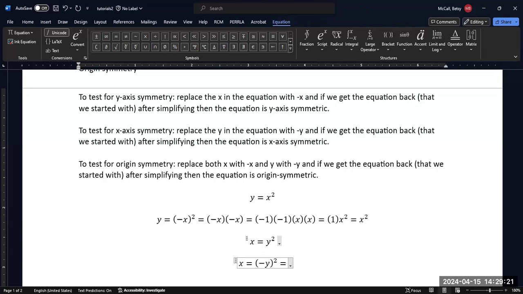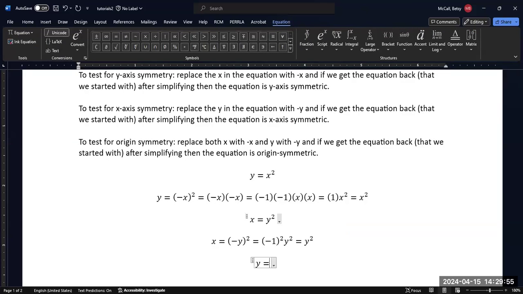So here we simplify exactly the same way. We end up with the minus 1 coming out in pairs, and the y coming out, y squared. And minus 1 times minus 1 is positive 1. And so this simplifies to exactly what we had before, and that is our x-axis symmetry.